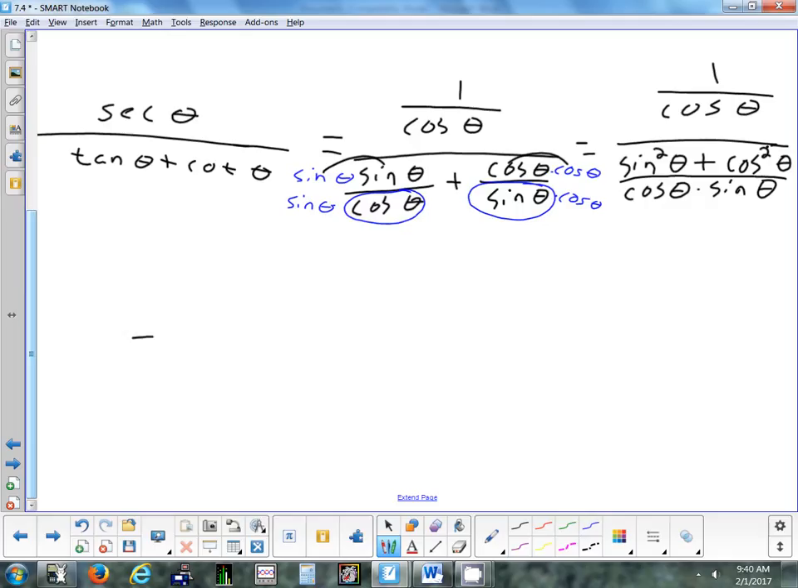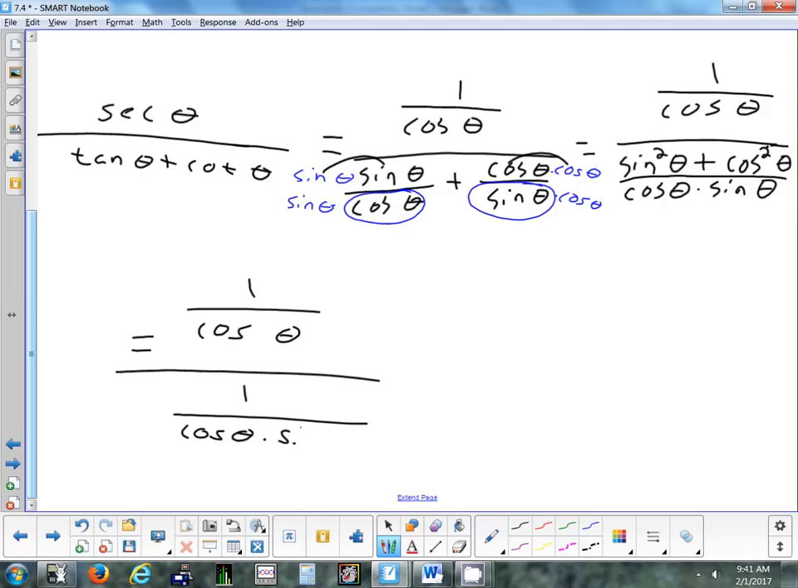Sine squared plus cosine squared, all of that is going to cancel out and turn into a 1. Okay, so again, the top, I'm just going to leave it. I'm not going to do anything with the top till the end of the problem. Okay, so now sine squared plus cosine squared is 1 divided by cosine times sine. Now, we've got a fraction divided by a fraction. So if you had a fraction divided by a fraction, how do you do that?